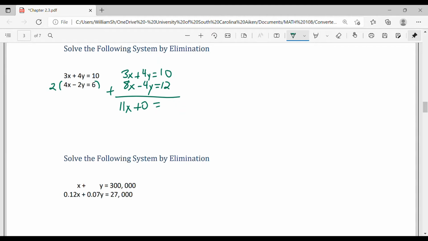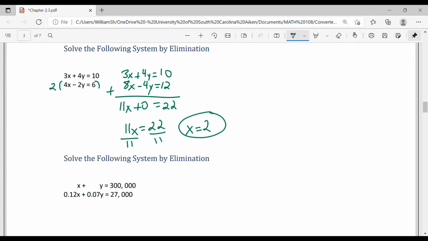And then 10 plus 12 is 22. So that whole y term just canceled out. All I'm really left with here is 11x equals 22. And I can easily solve for x here by just dividing by 11. And that gives me x equals 2.